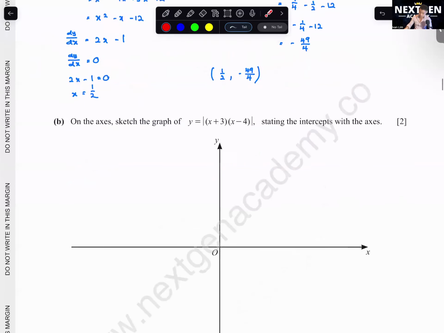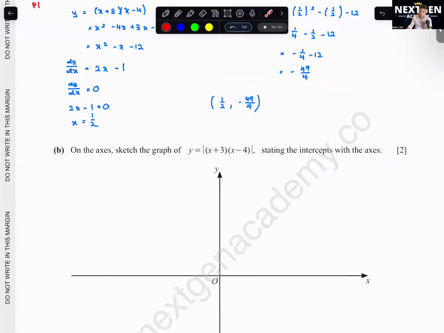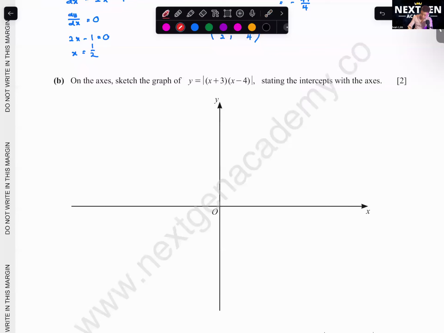Okay, this is question 1A. Now question 1B. Sketch the graph of y equals modulus of (x + 3)(x - 4), stating the intercepts with the axes. First of all, we need to follow the acronym SIM. SIM means we first determine the shape. S, how does the shape look? The original shape for a quadratic with positive x squared is a happy face. Then when you take the modulus, it becomes like this. I want you to also bend it correctly, like a W shape.